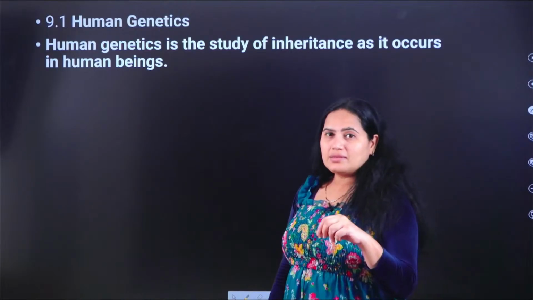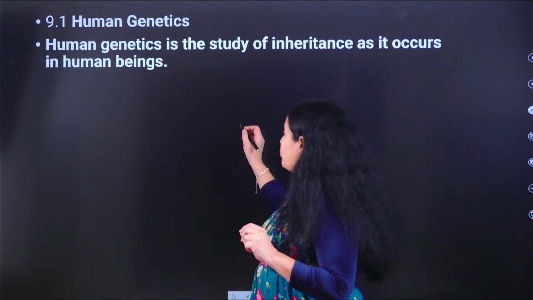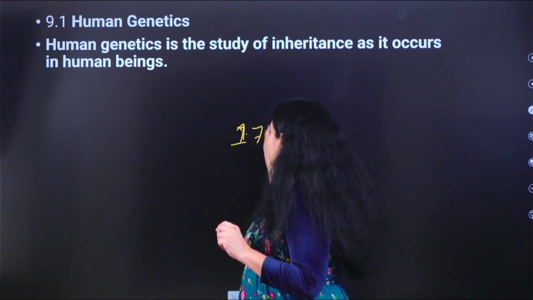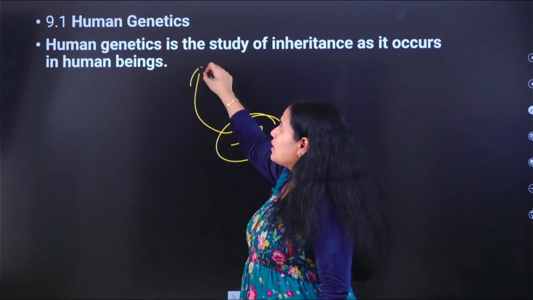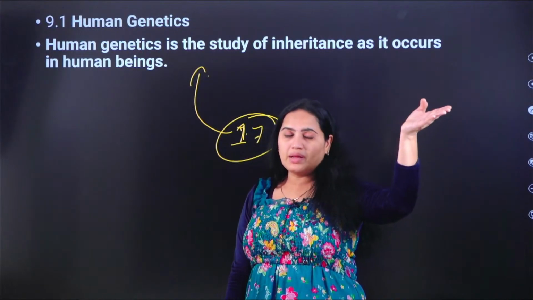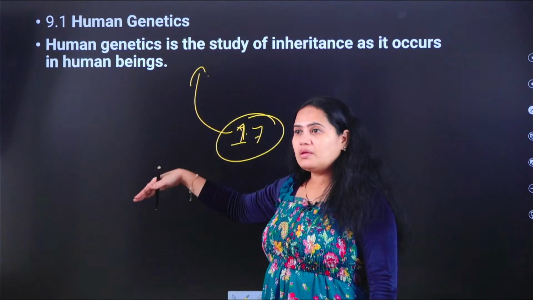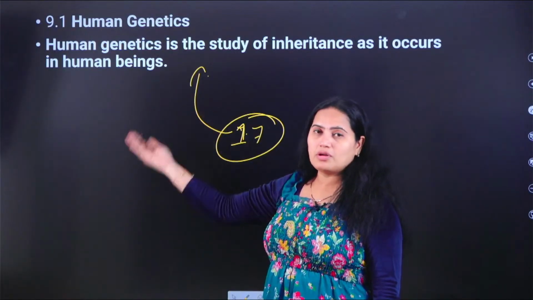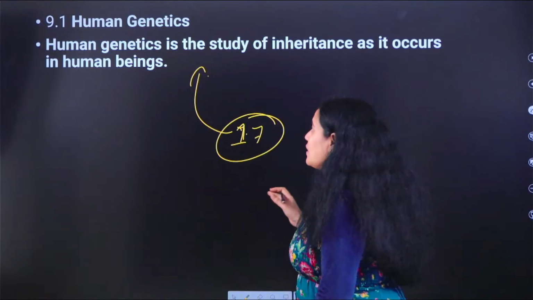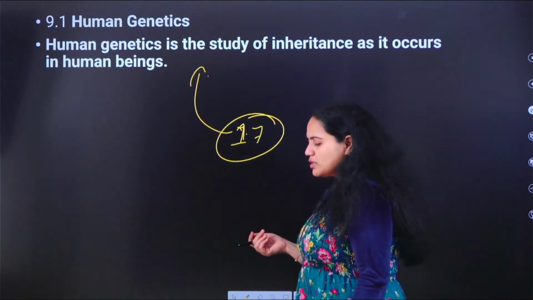While taking classes, what will we do? Prior to 9.1, we will start with 1.7. After studying 1.7, we will start with 9.1. It is not that we study 1.7 in the first chapter, then study till the 8th chapter, and only then start with 9.1. Before 9.1, we will start from 1.7. It's talking about human genetics.